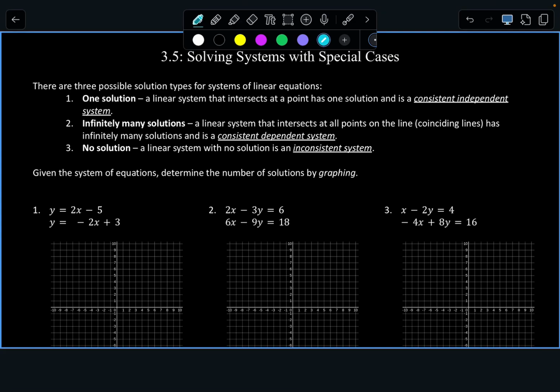When they cross at one point, that is considered a consistent, independent system. Consistent means they cross. Independent means there's two different lines. If these two lines end up having every single point the same, to the point where it looks like just one line being graphed, that is considered infinitely many solutions, and that is a consistent and dependent system. Consistent, again, means crossing. Dependent means they're the exact same line.